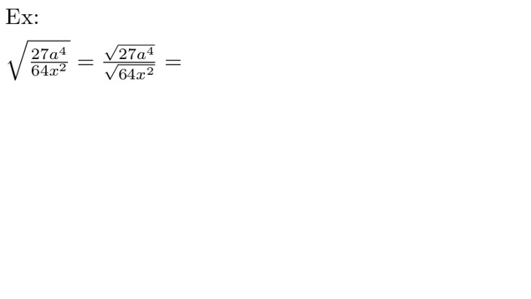So this will be the same thing as a fraction: the square root of 27 times the square root of a to the power of 4 over the square root of 64 times the square root of x squared. Hope I didn't type that wrong. Okay, good.